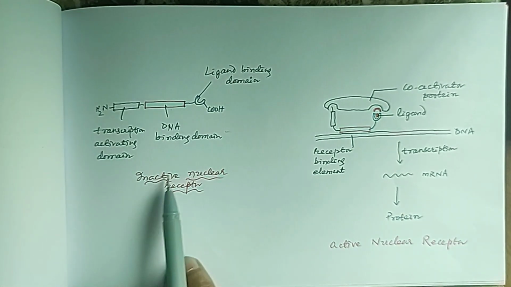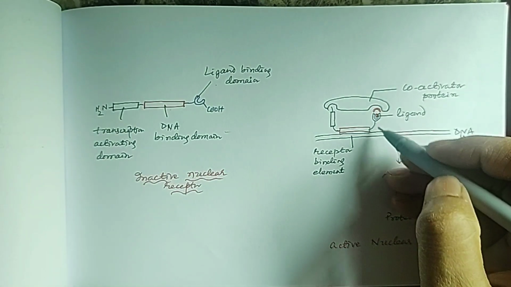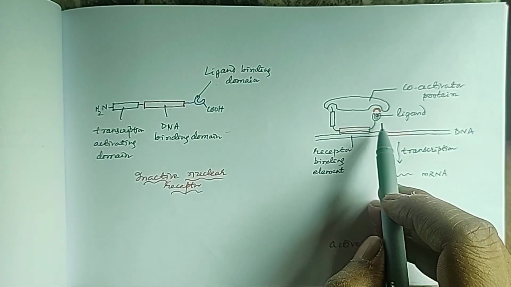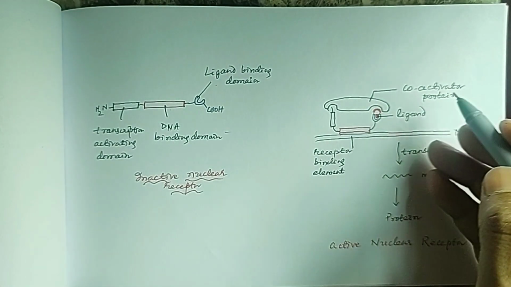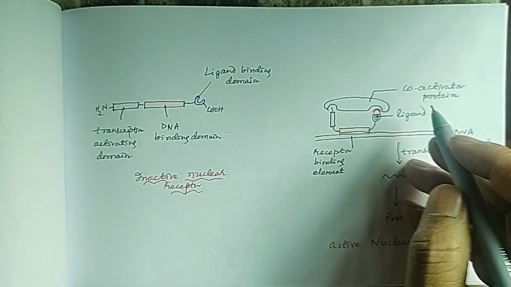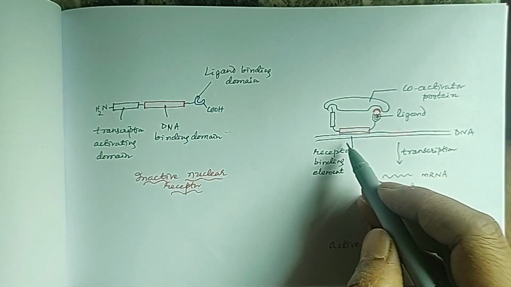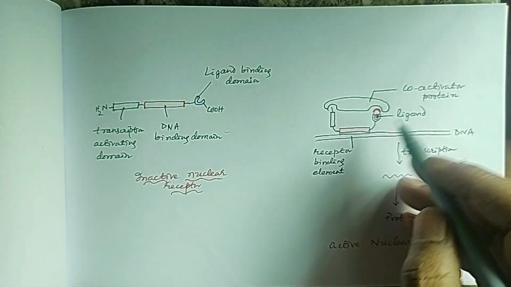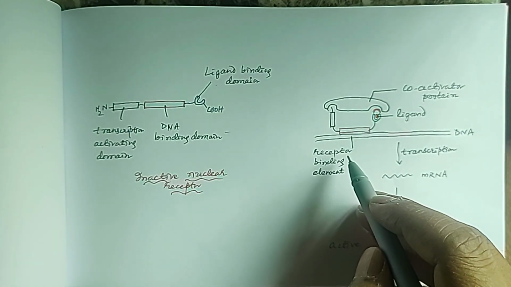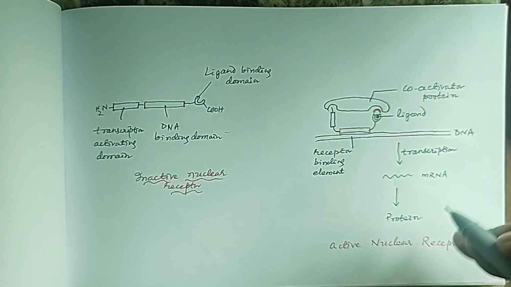So this is the inactive nuclear receptor where the ligand is not binding, and this is the active nuclear receptor where the ligand binds to the receptor, and then in some cases there is binding of a co-activator protein to this complex. The DNA binding domain of the receptor will bind to the receptor response element of the DNA, and there will be gene transcription followed by production of proteins.